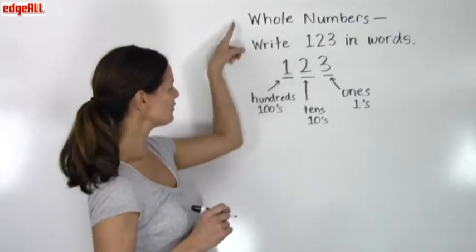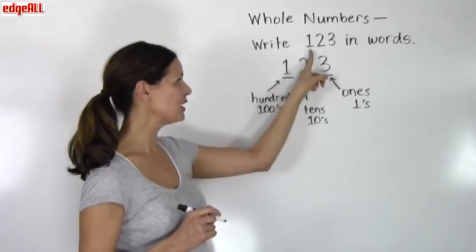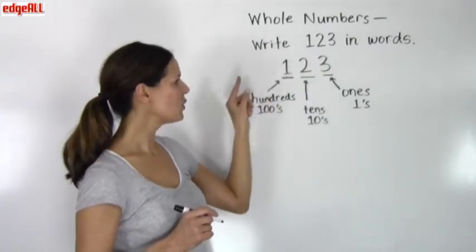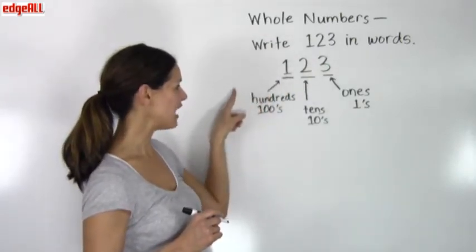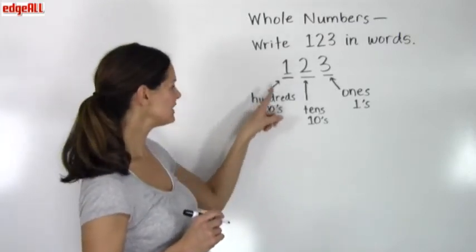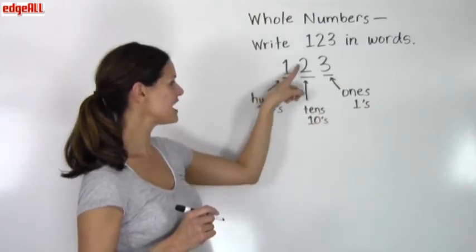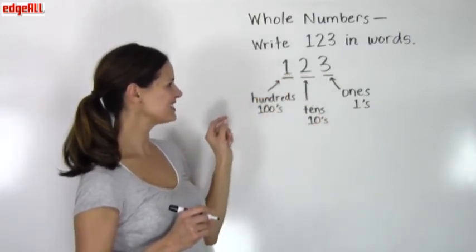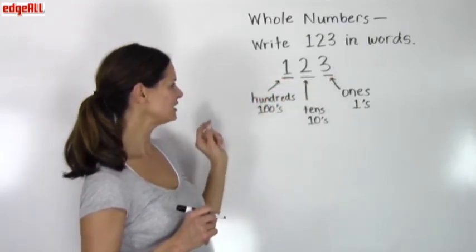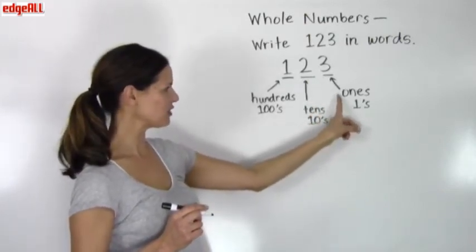So let's look at this. If we have a whole number and we're asked to write the whole number 123 in words, we want to find the actual value. And to find the actual value of a digit, you multiply the place value by the digit's face value. So let's look at this example of 1, 2, 3, and how we're going to write this in words. Let's start here with our 3.